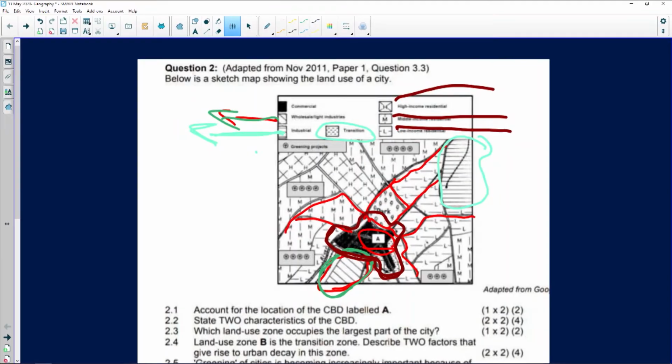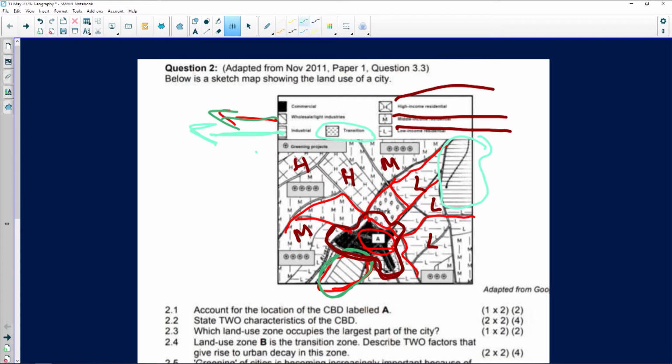Now, as you can see, the H represents the high income residential areas over there. The M represents the middle income residential areas. There's another high income, middle income. And the L represents the low income residential areas.